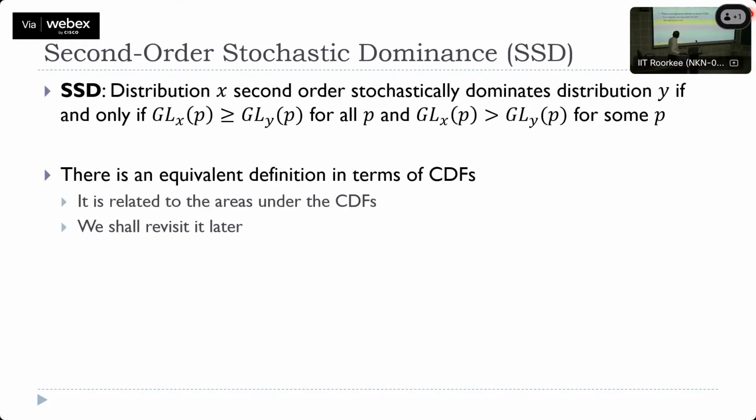For second order dominance, distribution X is second order dominant over distribution Y if the GL curve lies above the other GL curve. So you plot these two GL curves, one is above the other. If distributions cross, you can look at the generalized Lorenz dominance.